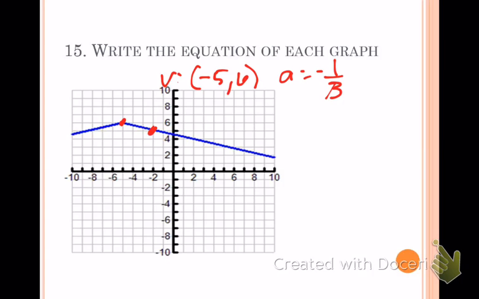So now we use that to write our equation, our template, remember? All right. That means we stick a negative 1/3 out front. Opposite h makes this plus 5 and then plus 6. Okay? That should be a plus there.